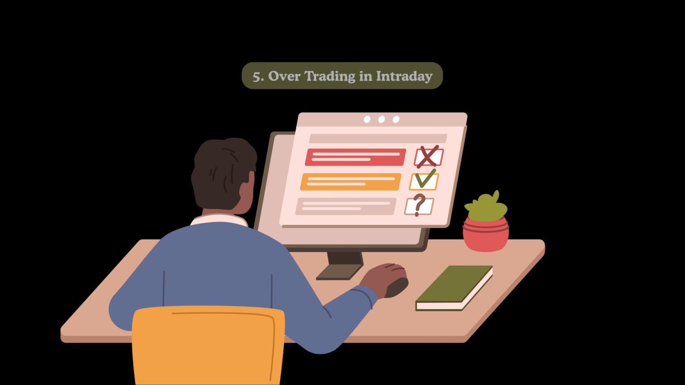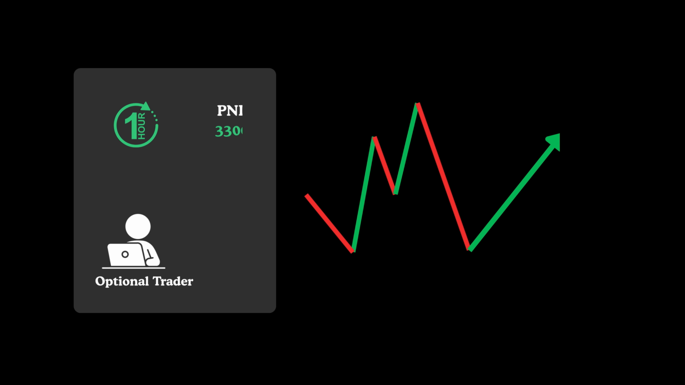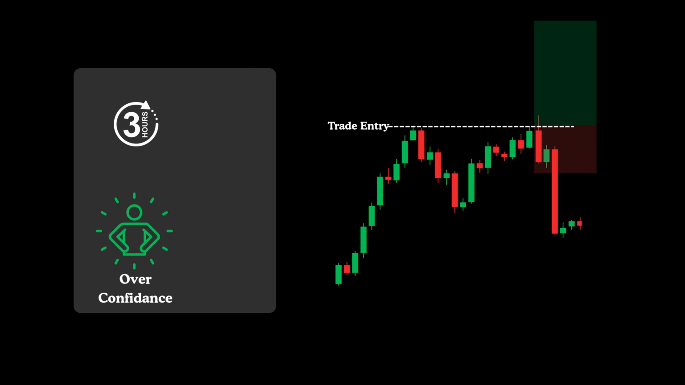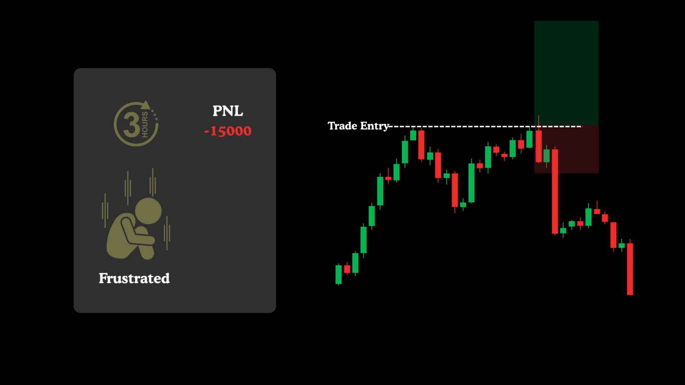Mistake number 5, overtrading in intraday. Many new traders see profits in the first half of the trading session due to high volatility, which boosts their confidence. But as soon as the second half begins, overconfidence leads them to take random trades without analyzing price action, causing losses. In an attempt to recover, they keep entering trades even without proper setups on the chart, which only deepens the loss. Due to these repeated mistakes, some traders get frustrated yet come back the next day and repeat the same behavior. This is why you should never chase the market.